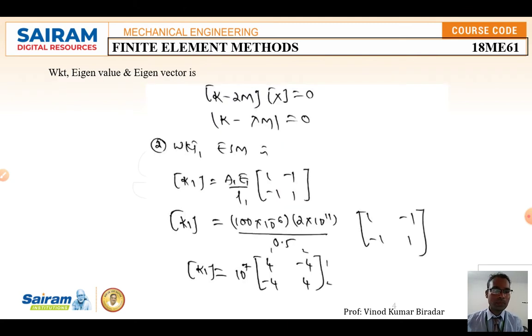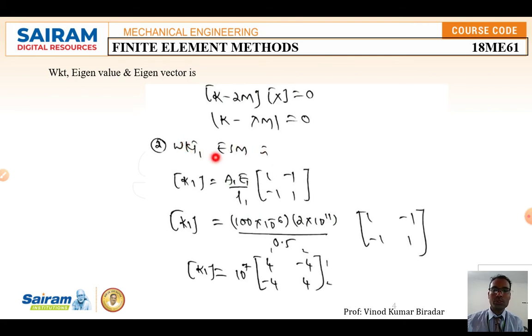Now we have the formula: the eigenvalue and eigenvector equation is (K minus lambda M) times X is equal to 0. If you write this in matrices, it is K minus lambda M is equal to 0. Here we need to calculate the values of the K matrix and the M matrix. Substitute, and you are going to get the eigenvalues and eigenvectors for the given problem.